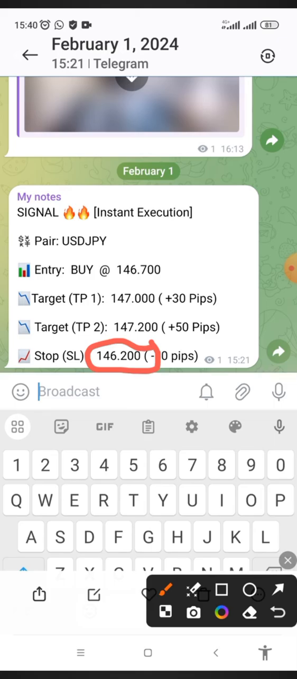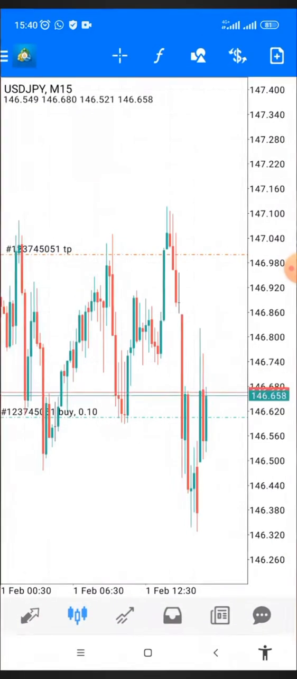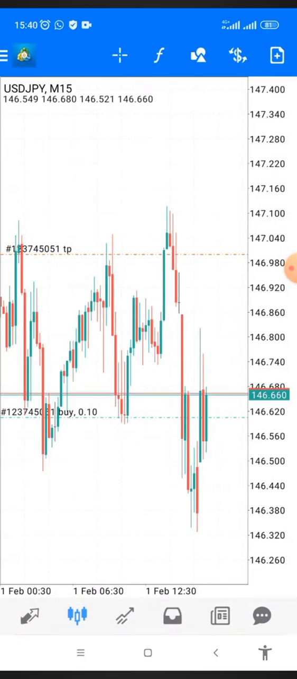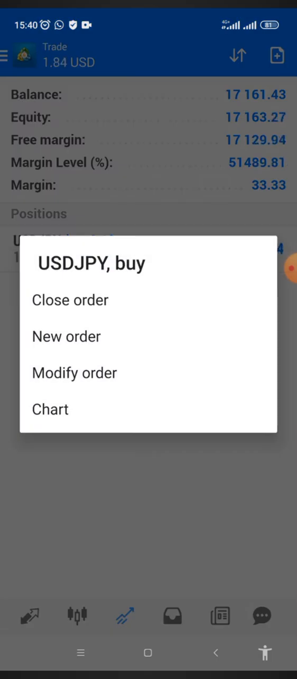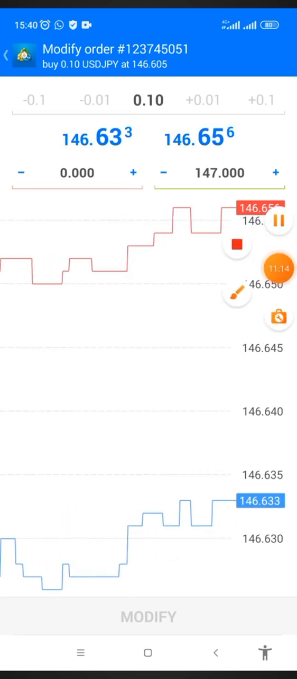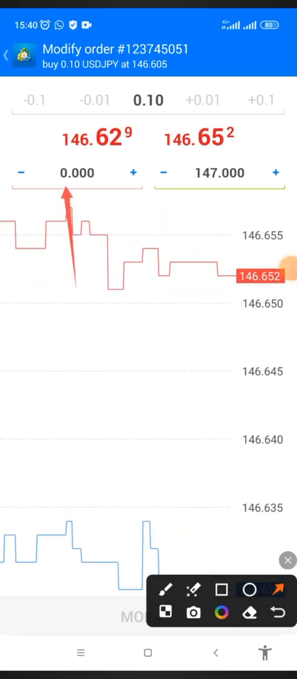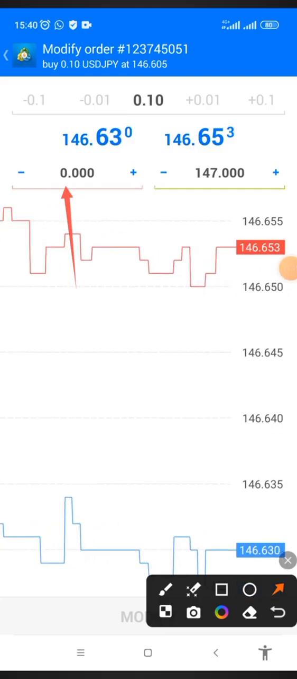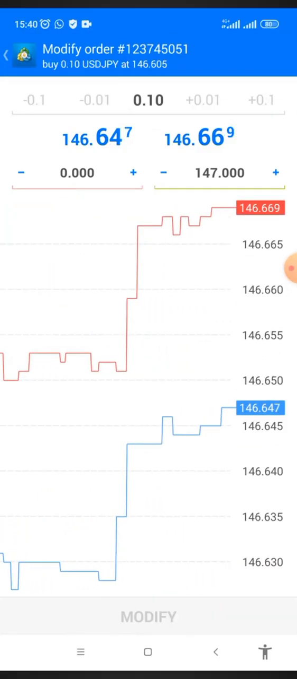Once you pick this price, you go back to the MT4, to the trade where the trade is running. Then you click and hold on the trade again. It will give you the pop-up again. Then you click on modify. This time round, you go to the left side here, and you input that stop loss, 146.200. That is what you input here.